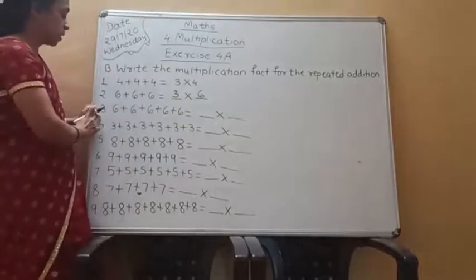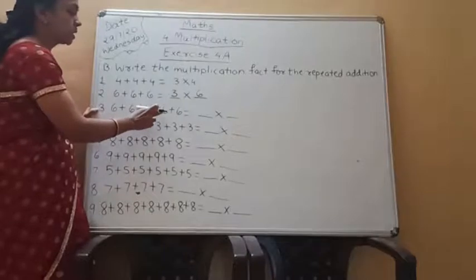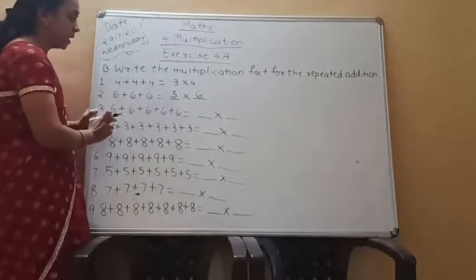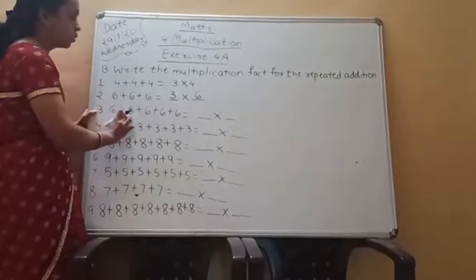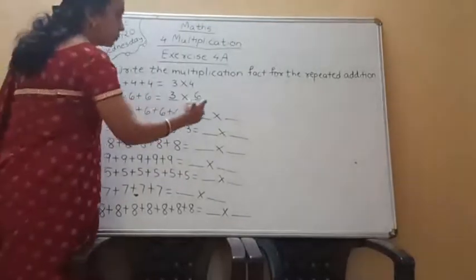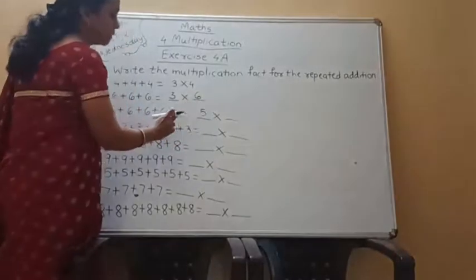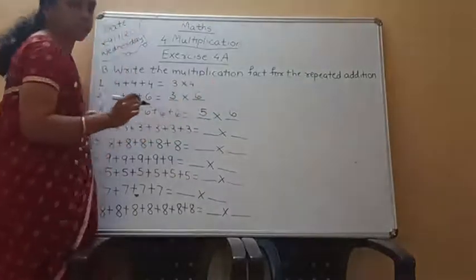Okay. Now see the third example. 6 plus 6 plus 6 plus 6 plus 6. How many times is 6 given here? 1, 2, 3, 4, 5. So first you write down 5. 5 times 6 is given. Now which number is this? 6. Then you write down here 6.